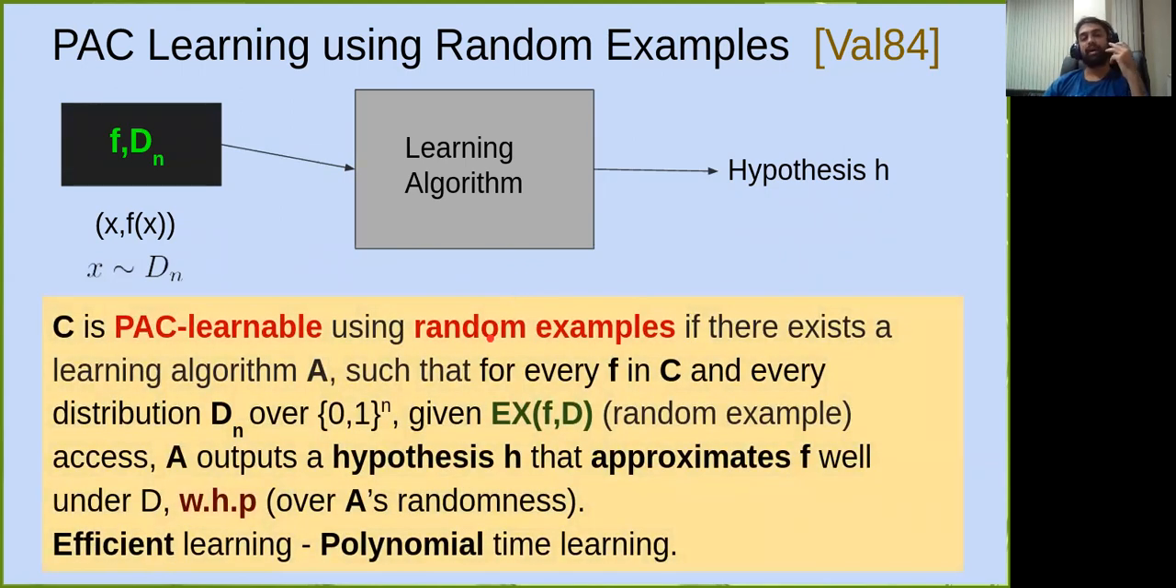To make what I said more mathematically precise, Valiant designed the PAC learning framework, where he said that C is PAC learnable using random examples if there exists a learning algorithm A such that for every function f in C and every distribution over n-length bit strings, given a random example oracle with respect to f and D, the algorithm A outputs a good hypothesis that approximates f well under the distribution D. Since it's a randomized algorithm, we say that it outputs the hypothesis with high probability. Furthermore, the learning algorithm is said to be efficient if it learns in polynomial time.